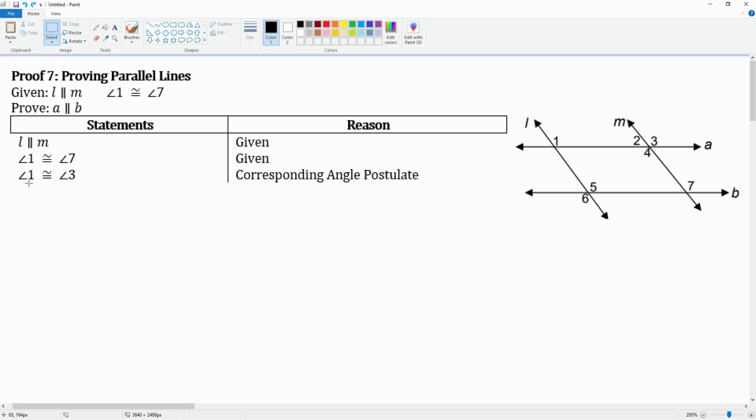Notice angle 1 and angle 1 here can cancel if you use the transitive property, leaving me with angle 7 and angle 3. I finally have a relationship between angle 7 and angle 3. If those are congruent, then A and B have to be parallel, with M being the transversal. So that is the converse of the corresponding angle postulate. Given that angle 7 and angle 3 are congruent, then the lines are parallel because they're corresponding angles.